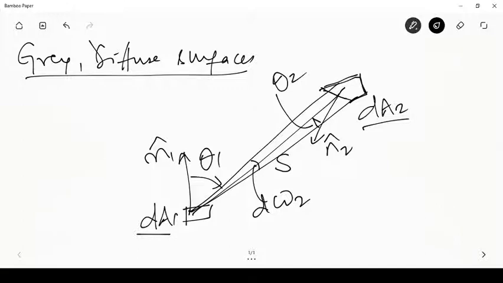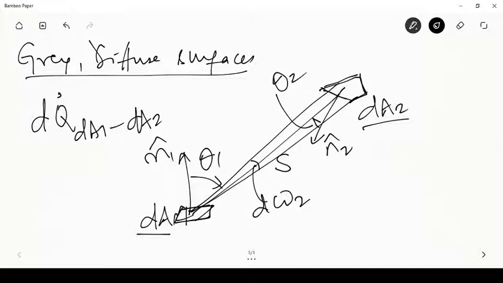Okay. Now let us find out what is the amount of energy that leaves surface area A1 and arrives at surface area A2. So we would like to know what is dq dot from dA1 to dA2. That will be given by the intensity of radiation emitted by surface A1 multiplied by this direction. Now we are looking at gray diffuse emission only. So let us say this intensity is uniform over the entire hemisphere.